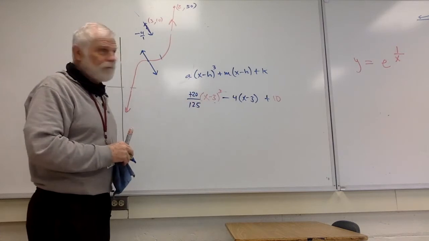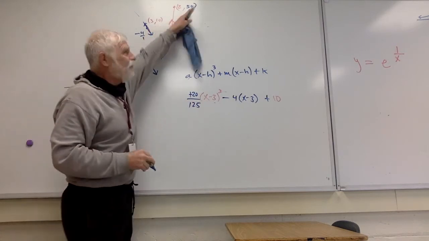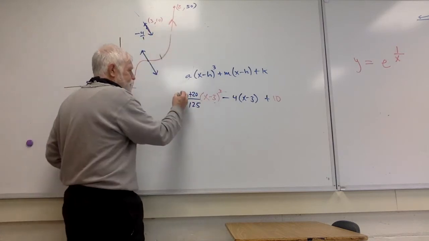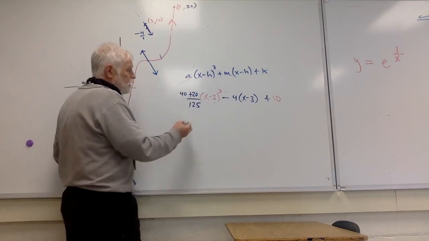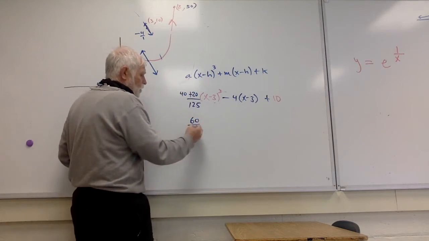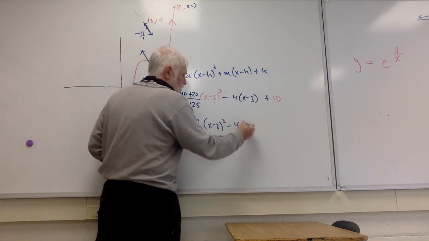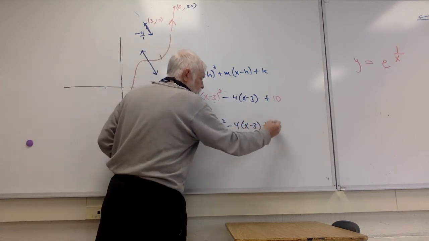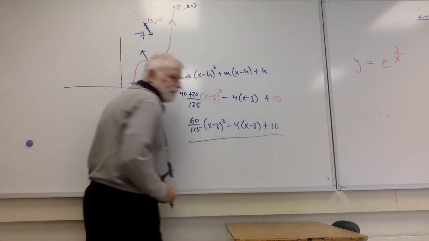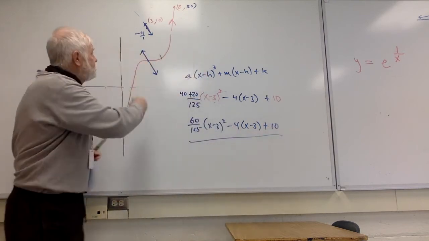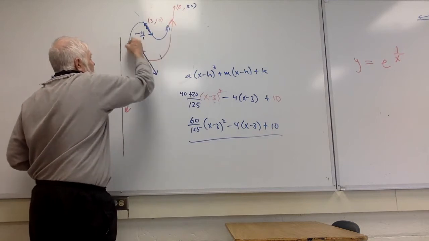What do I want? I want to get from 10 to 50. Well, that's 40. So this was 60 over 125, x minus 3 cubed, the heck with color code, minus 4 times x minus 3, plus 10. And if you give me that, I'll give you that graph.